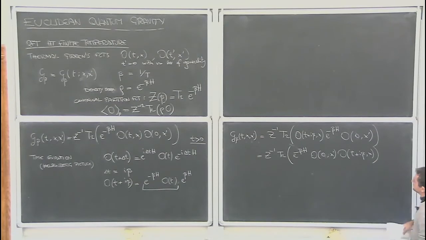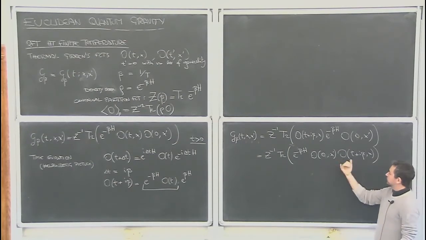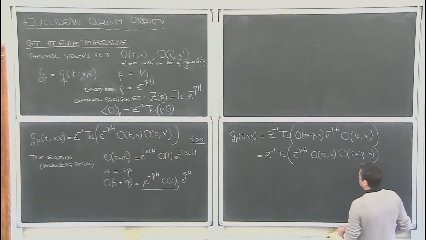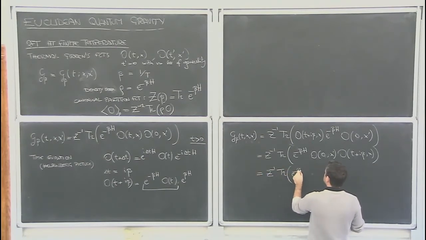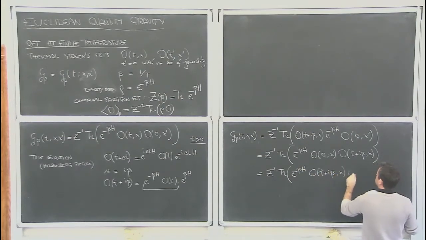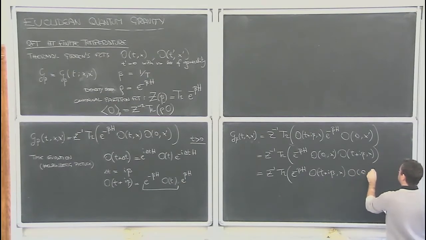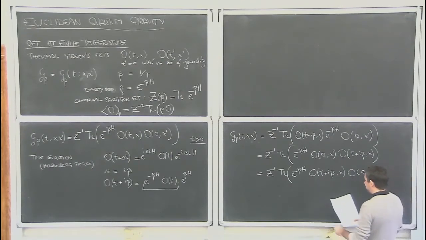Okay, and then since these operators are evaluated at different points in space-time, they commute, so I can also reorder this. Okay, for your benefit, I just recopy everything again. e to the minus beta H, O of t plus i beta x, O of 0 x prime. So what I got here is the same Green's function that I introduced at the beginning, but shifted in time, shifted in imaginary time.